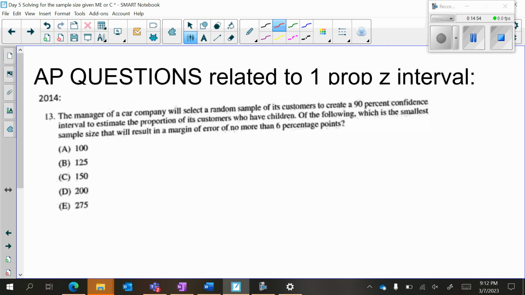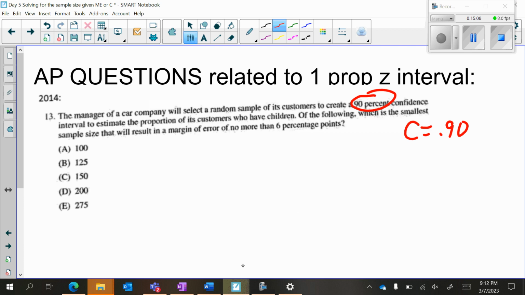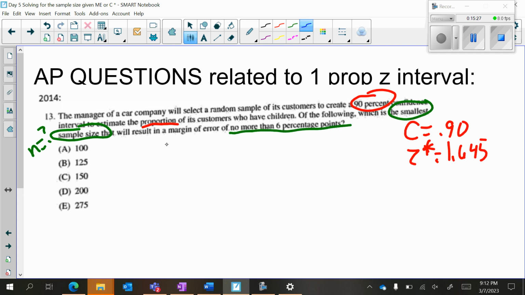The manager of a car company will select a random sample of customers to create a 90% confidence interval. So let's write 0.90. Then let's go to our reference sheet, and let's remind ourselves that 90% is 1.645 for Z star. To estimate the proportion P of customers who have children. Of the following, what is the smallest sample size, N? So we want the smallest N possible to make the margin of error no more than 6 percentage points. So we want the margin of error to be no more than 0.06. So first thing is 6 percentage points as a decimal is 0.06. So you've got to put that there.